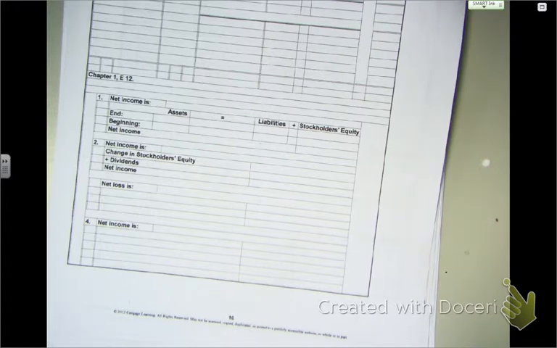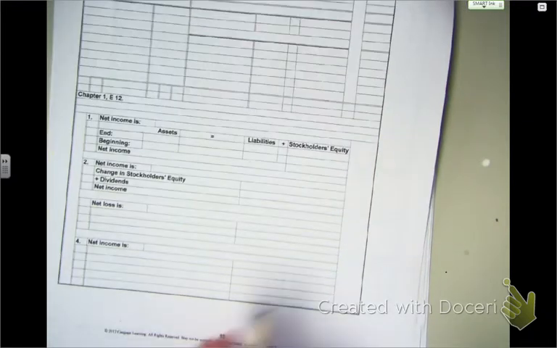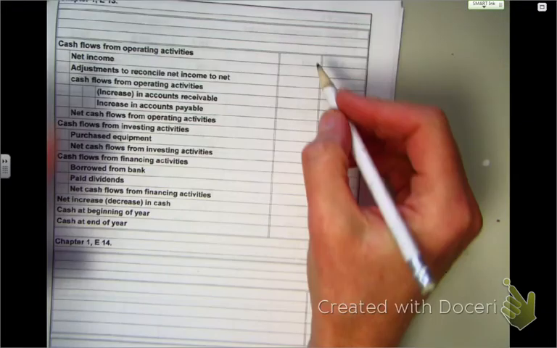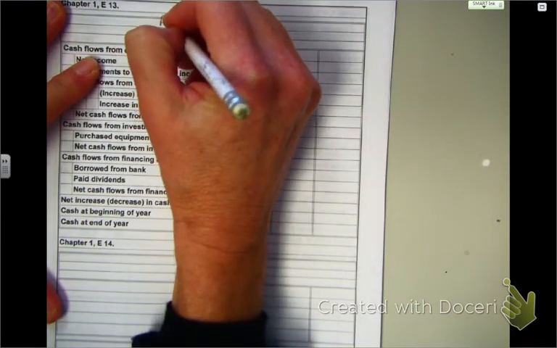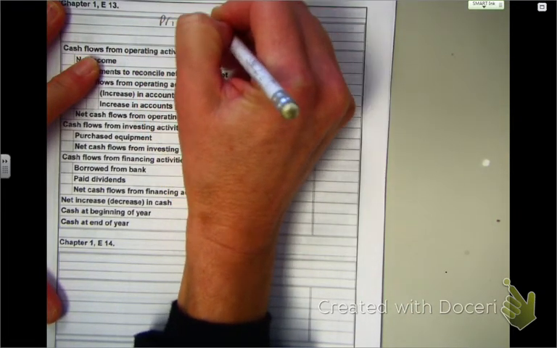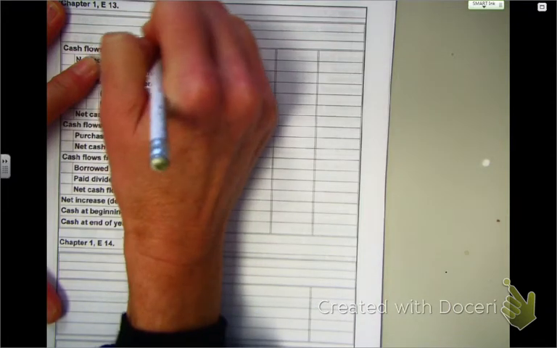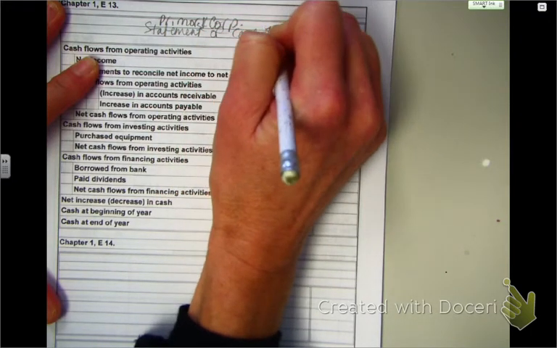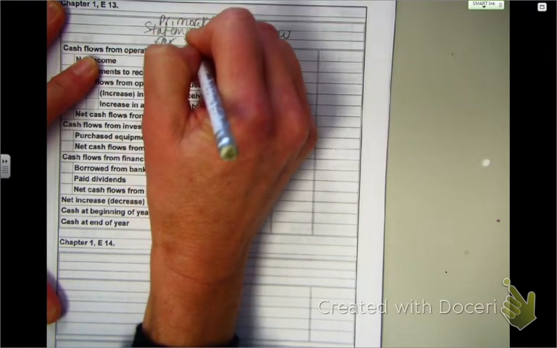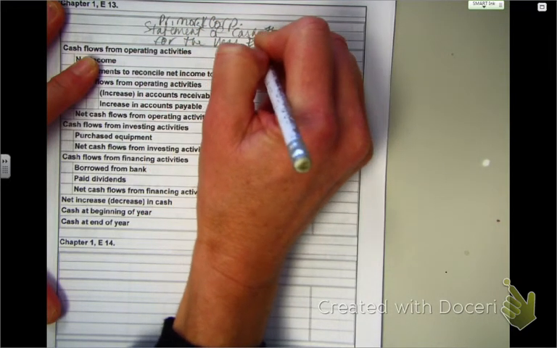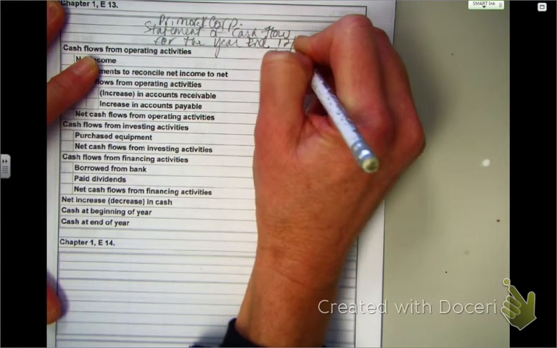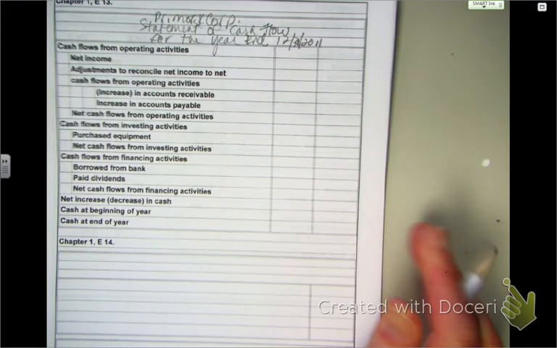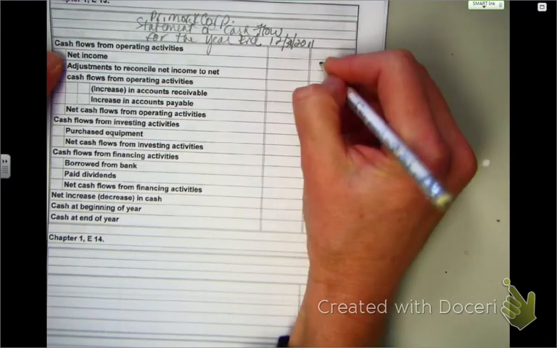So when we look at this problem, E12, E13, we're trying to evaluate where our cash came from and where our cash went to. So we start out, we put our heading, Primorsk Corporation, Statement of Cash Flows for the year ended 12/31/2011. So they had net income, they said, of $19,000.